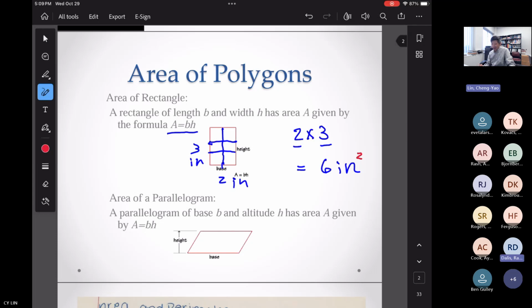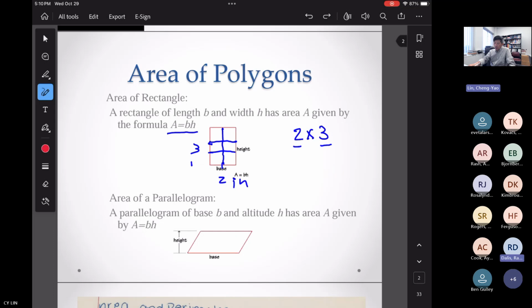Why is it squared? Let me tell you why it is squared. Because we're looking for how many little squares there are. So 1, 2, 3 little squares, 4 little squares, 5 little squares, and 6 little squares. Does that make sense? And therefore, that's why we have square units. Does that make sense to you, everybody? Yes.